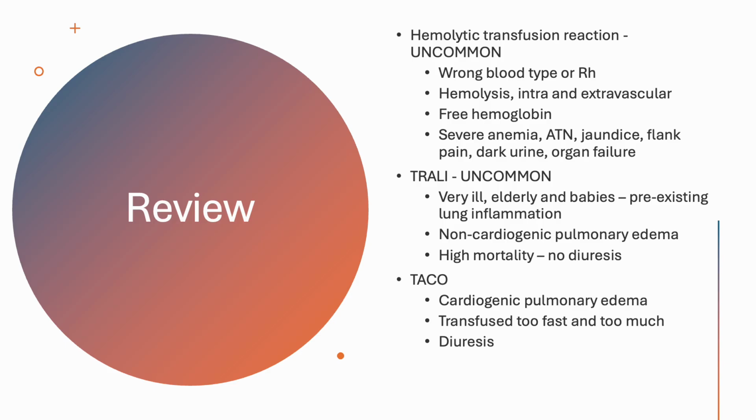And finally, TACO. This is cardiogenic pulmonary edema because fluid has been transfused too fast and too much in someone who just can't handle it. The answer to this one is, in fact, diuresis. And a bedside cardiac ultrasound can help you to distinguish between the two. TACO is actually reasonably common.